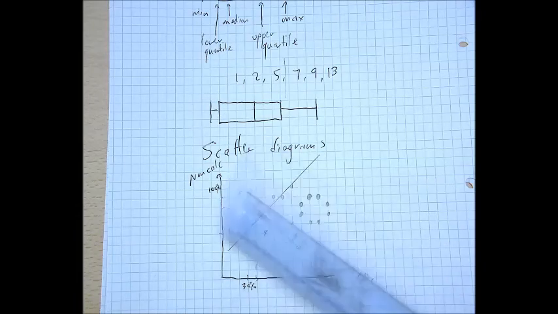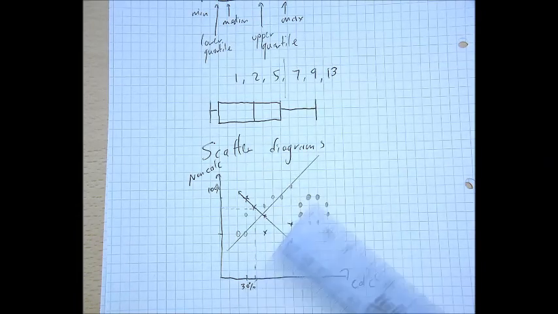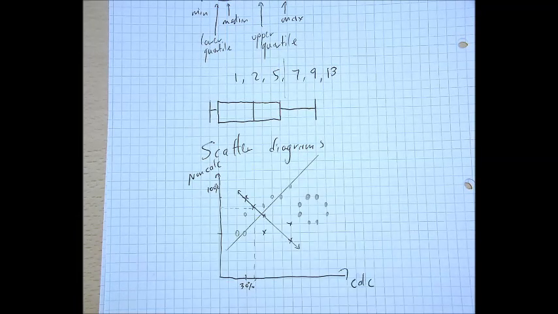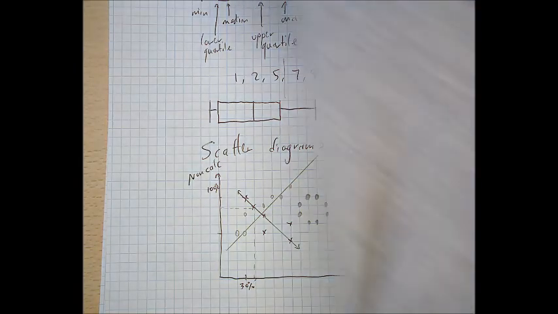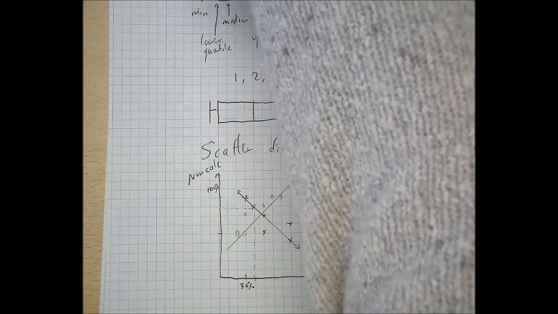Okay? So, positive correlation, negative correlation. This little line indicates a prediction. Okay, you may go.